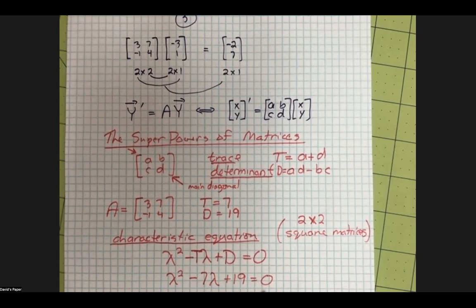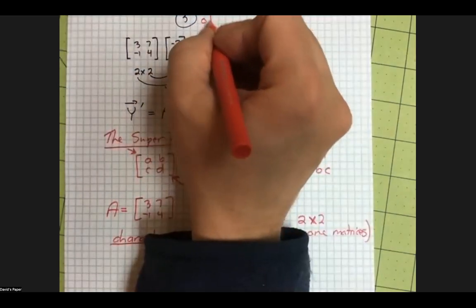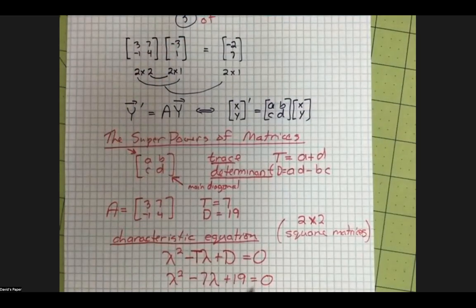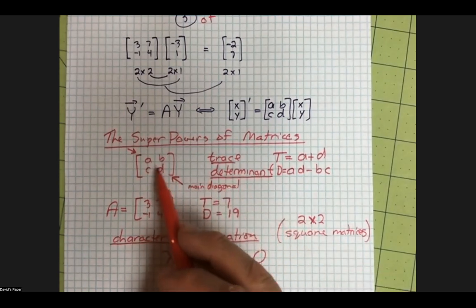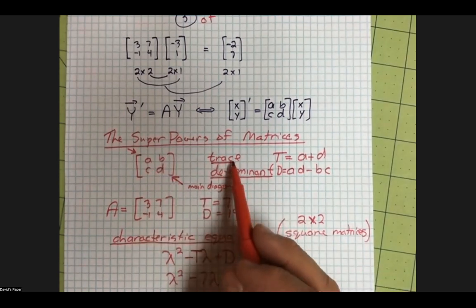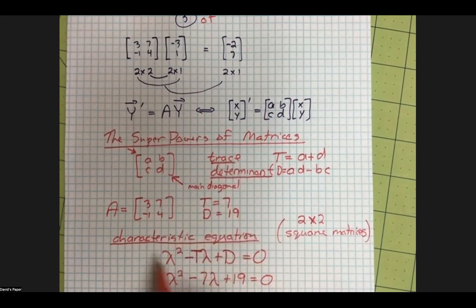It's a quadratic equation. And you are experts at quadratic equations. So in a sense, we're going to solve this in a second, probably after the break. So write these things down. Whenever someone hands you a 2x2 matrix, these are the first things you write down. Trace, determinant, characteristic equation, which comes from the trace and determinant. I'm going to show you how to use these when we come back from the break.